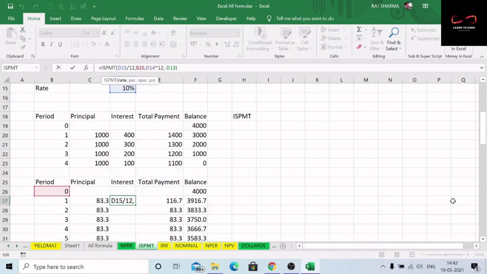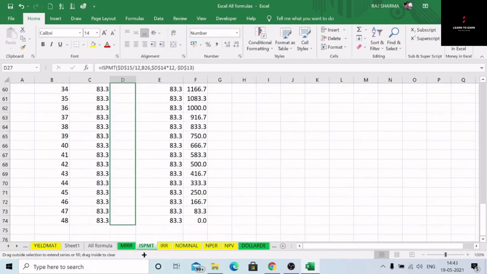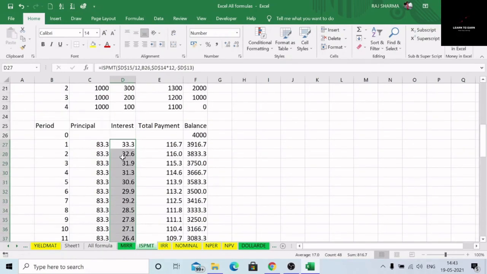Now we simply drag this formula after freezing the cells which are going to remain common, and we will get the interest for the subsequent periods. You can see that my interest is changing. In the second month my interest is 32.6, and so on. This total is the summation of principal plus interest. So the total payment in the first month is 116.7.